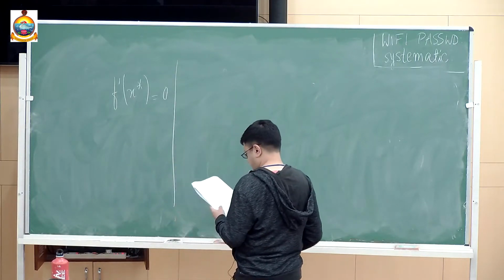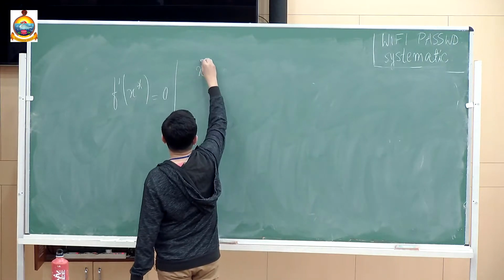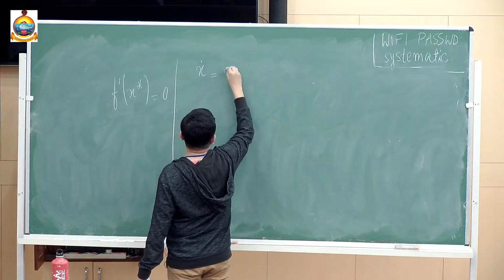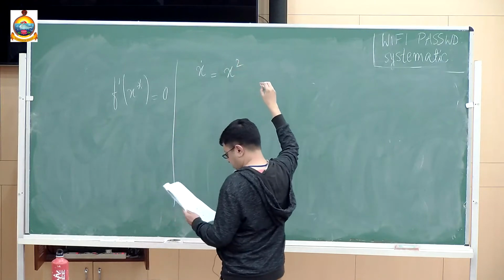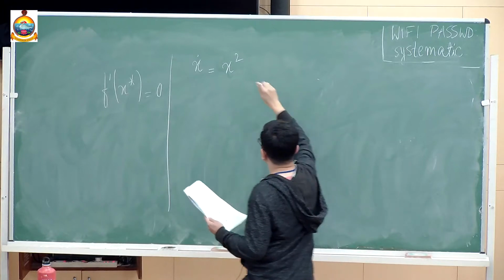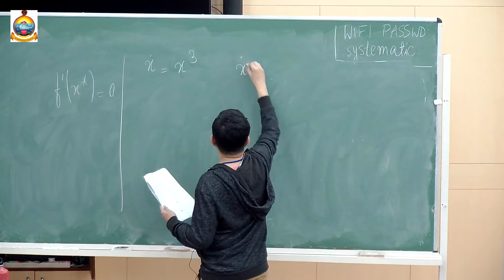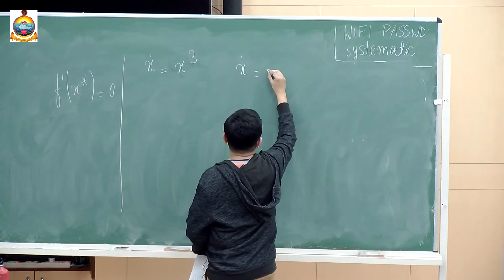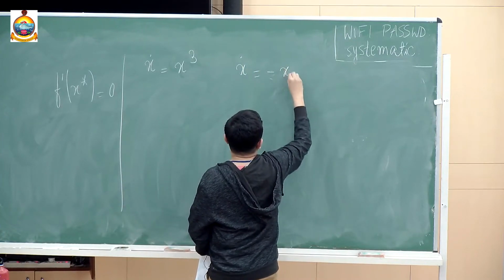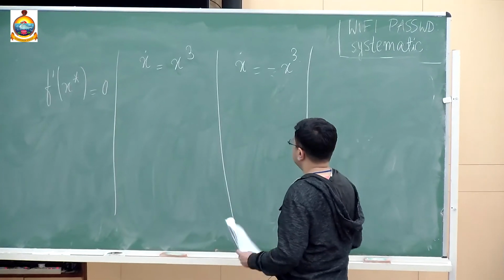Example, let's say this one, x dot is equal to, let's say, x square. No, let me do this one first. x dot is equal to x cube, and x dot is equal to minus x cube.